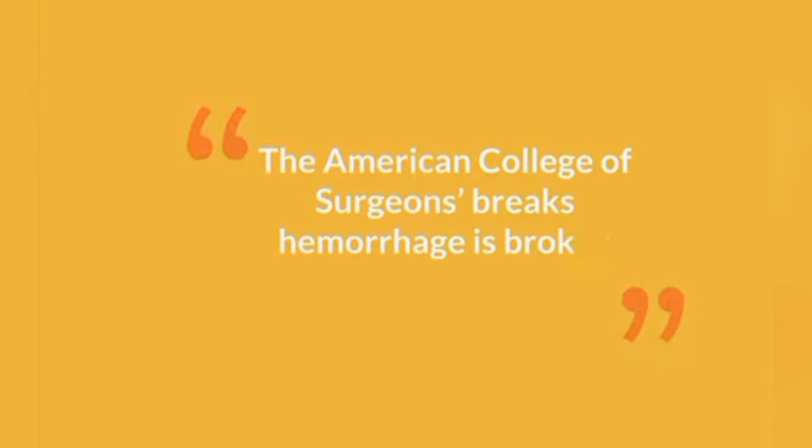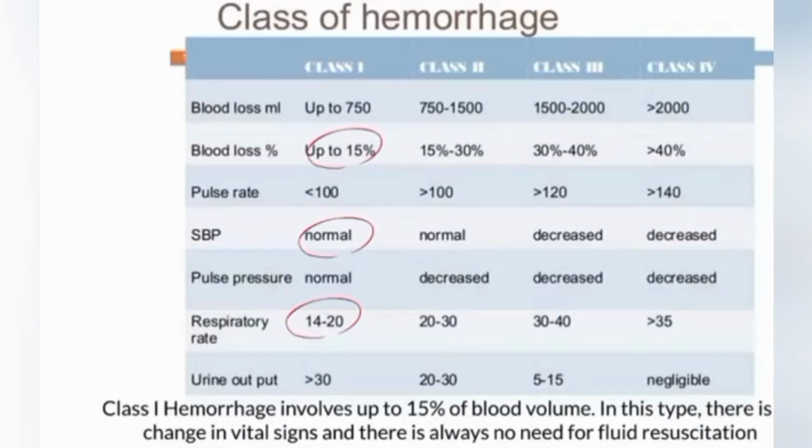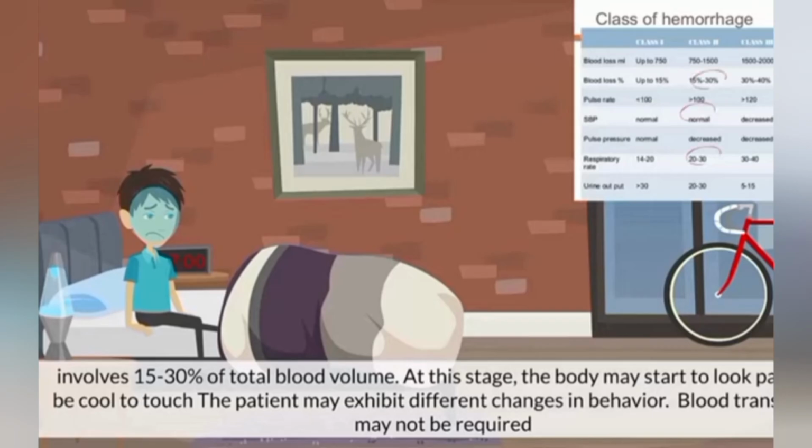The American College of Surgeons breaks hemorrhage down into four classes. Class 1 hemorrhage involves up to 15% of blood volume. In this type, there is no change in vital signs and there is usually no need for fluid resuscitation. Class 2 hemorrhage involves 15 to 30% of total blood volume.